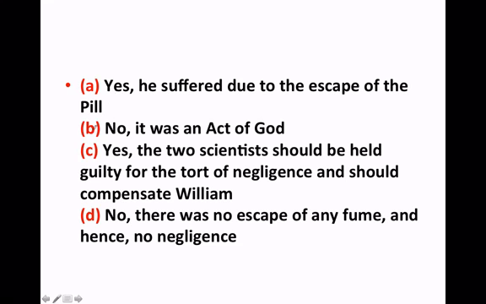Okay. B option says that it was an act of God. Well, this can be correct. It was an act of God. Earthquakes are an act of God. Man cannot control it. But was the suffering of Mr. William due to God? No. It was not due to the earthquake. He was not injured due to the earthquake. He was injured due to the exposure to the radiation. So option B is also not correct.